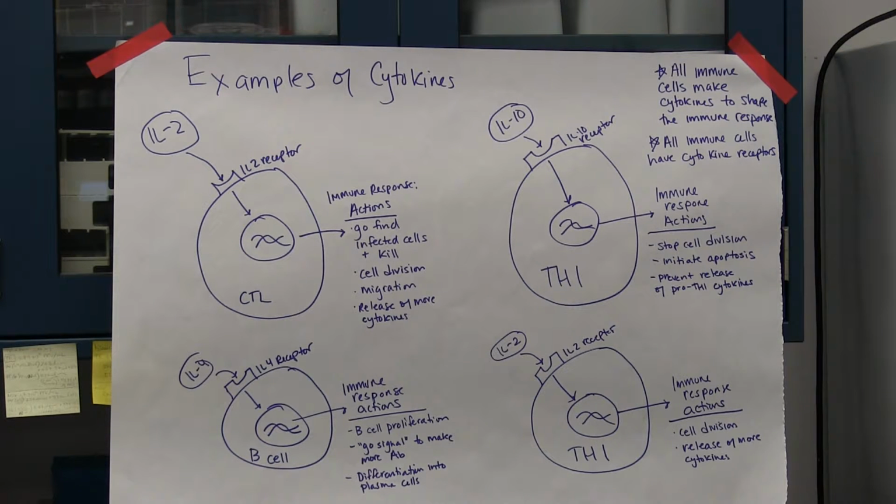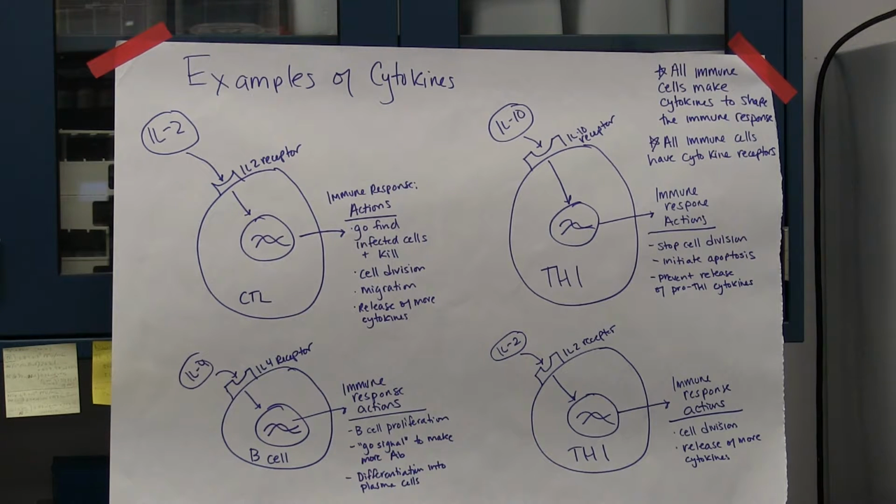So IL-2 is going to bind to an IL-2 receptor on a killer T cell, and the signal is going to be brought inside the cell to the nucleus, and then there are going to be specific immune response actions that happen after that.